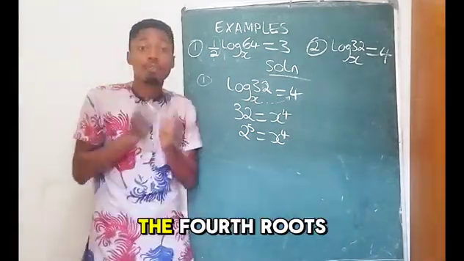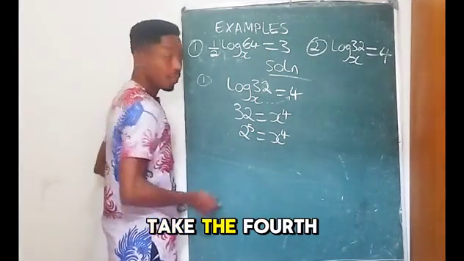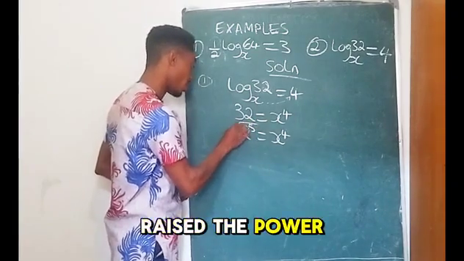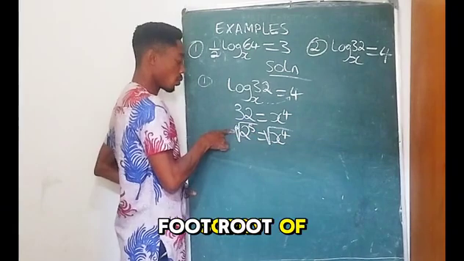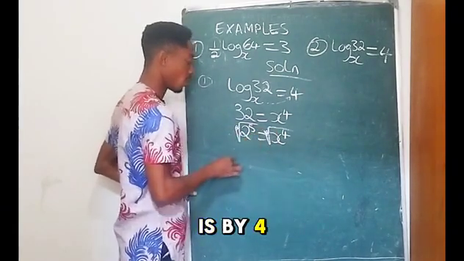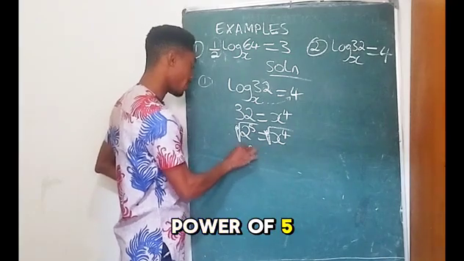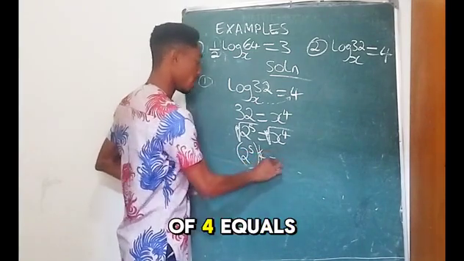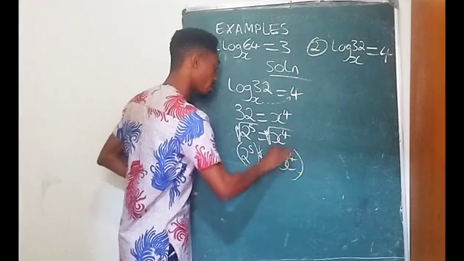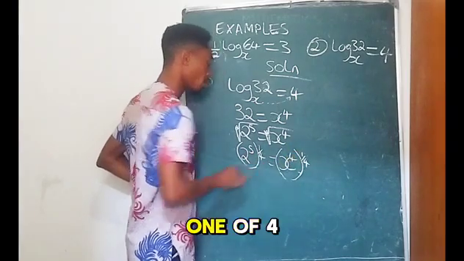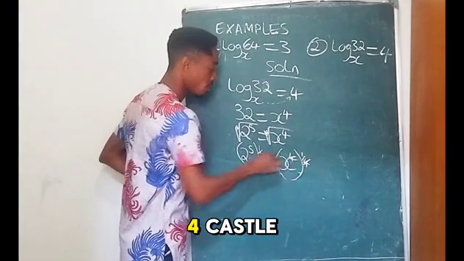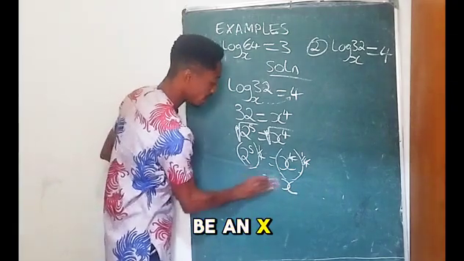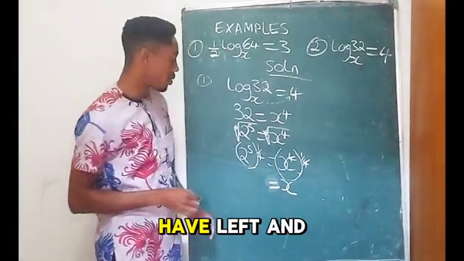I'm going to take the fourth root of both sides. Take the fourth root of both sides. That will be the fourth root of 2 raised to power 5 and the fourth root of x raised to power 4. So that means 2 raised to power 5, remember, fourth root is raised to power 1 over 4, equals x raised to power 4 raised to power 1 over 4. The implication of this is that the 4 will cancel, and what I will have left would just be x. It will just be x that I have left.